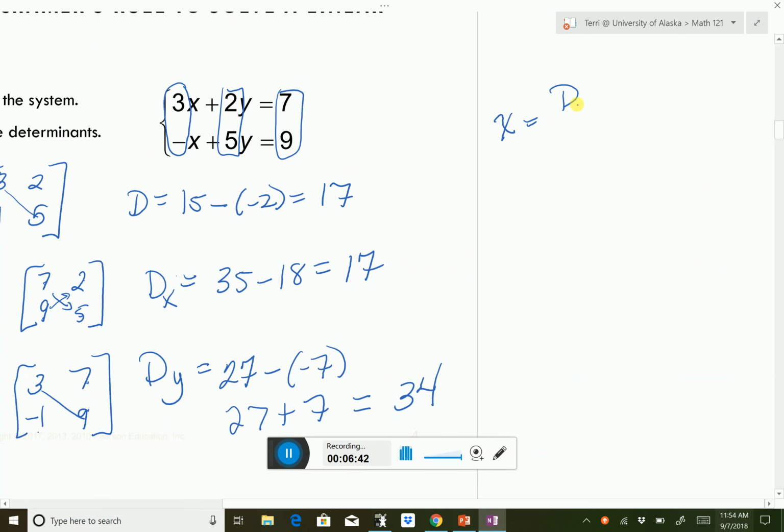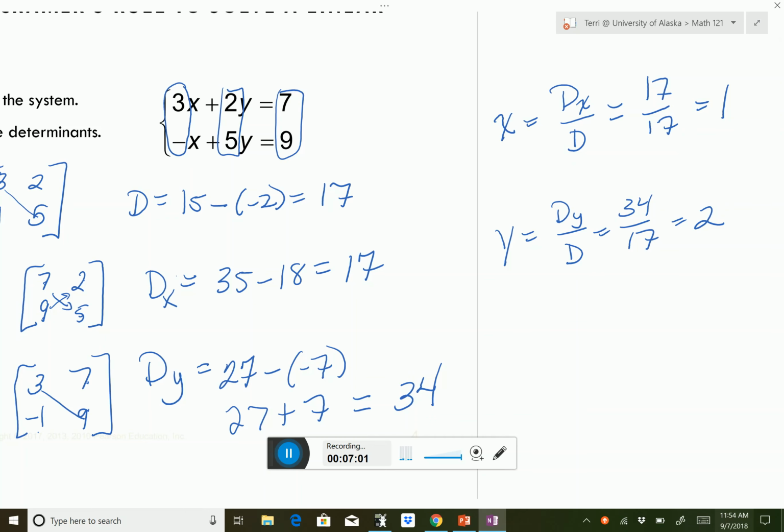So now, in order to use Cramer's rule, x is the determinant of x over D, and y is the determinant of y over D. So this is 17 over 17, which is 1. This is 34 over 17, which is 2. And it's kind of magic, and that's one of the things I like about it, it's kind of magical that it does that. So we can check these answers real quick. So let's check.